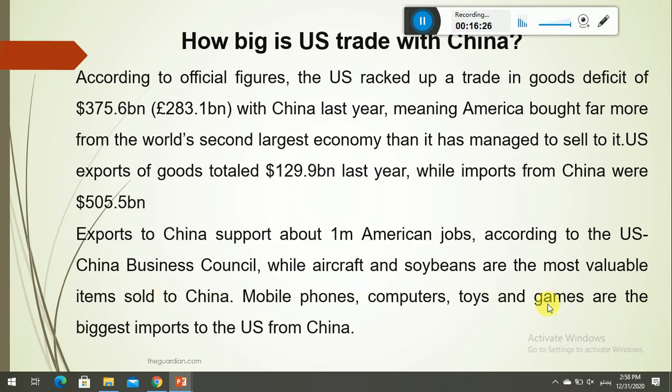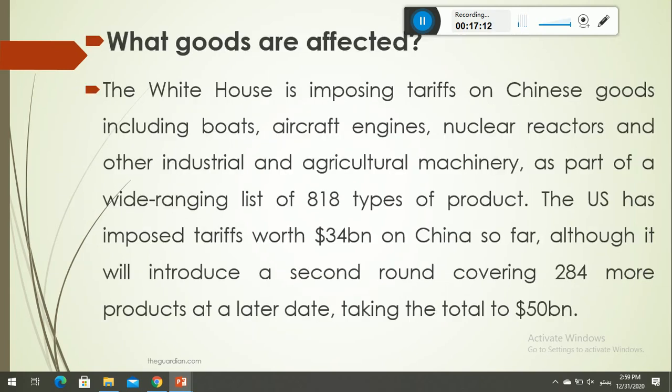Mobile phones, computers, toys, and games are the biggest imports to the US from China. So the largest exports American companies send to China are aircraft and soybeans, the most valuable items sold to China. While mobile phones, computers, toys, and games are the biggest imports, they have other imports as well, but these are the biggest that they are importing from China. So imagine they are importing a lot of products. Why are they importing from there? Because of high quality and lower price. The Chinese government and economists have used their population for developing their country.